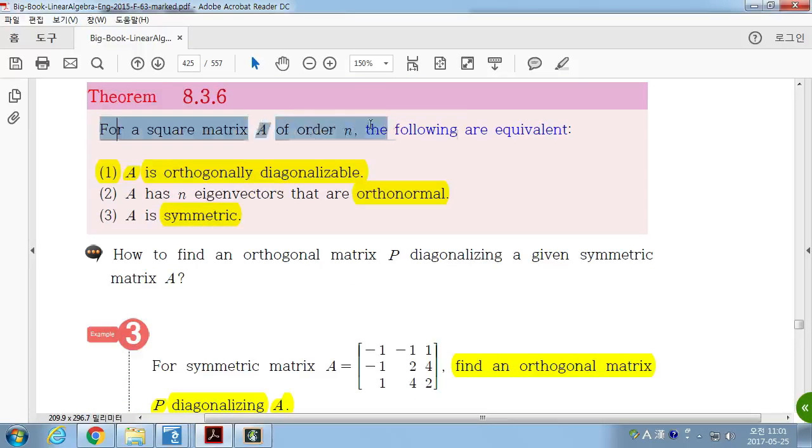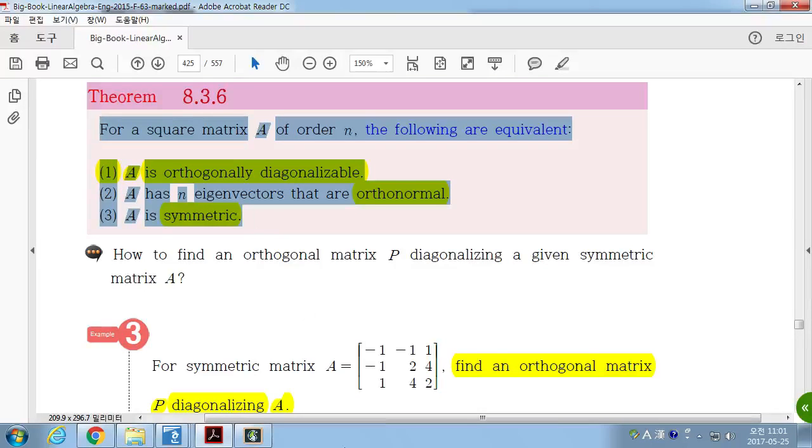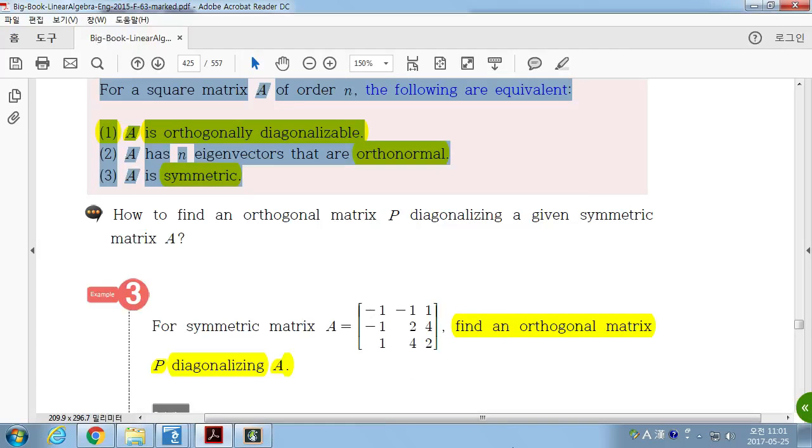So it gives us the following theorem. If you have a symmetric matrix, it is orthogonally diagonalizable, and it has n orthonormal eigenvectors. Done. This is combining the fact that we have explained.